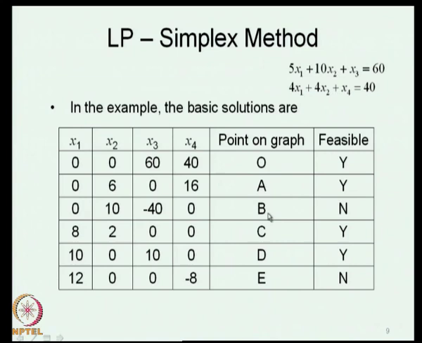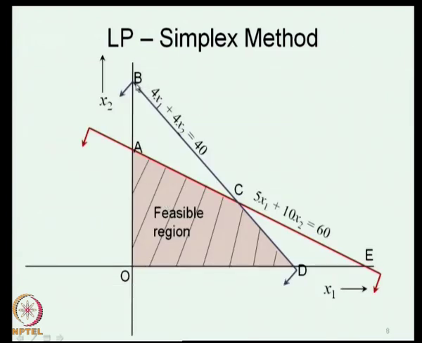So, the point B on the graph corresponds to x1 equal to 0 and x2 equal to 10, but it leads to a non-feasible solution because x3 is negative, and also as you can see here, the point B is beyond the feasible region.